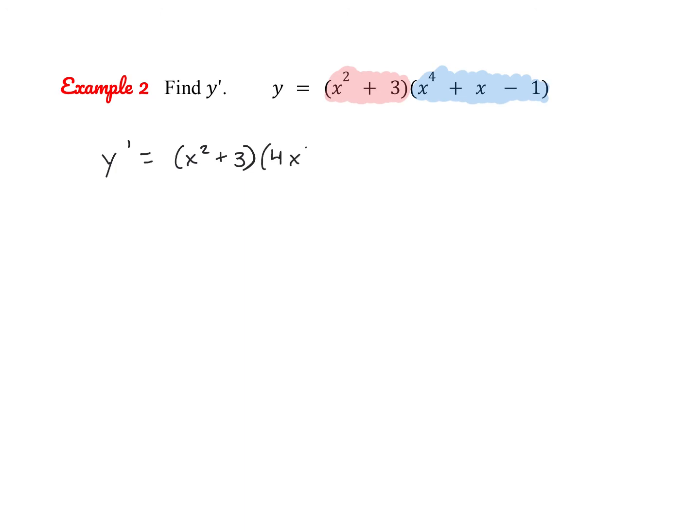So 4x cubed plus 1. And then second function times the derivative of our first. So again, we'll use that product rule and we get just 2x. And then from here, it's really just a matter of simplifying as much as we can. So we can multiply this out.